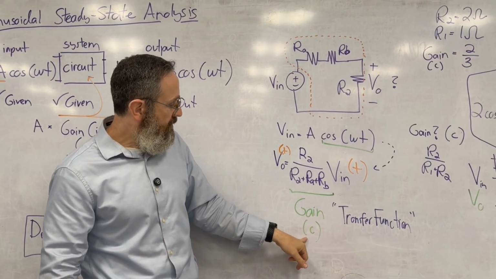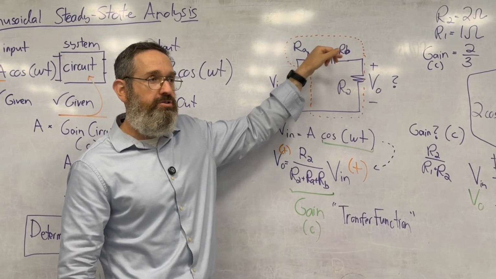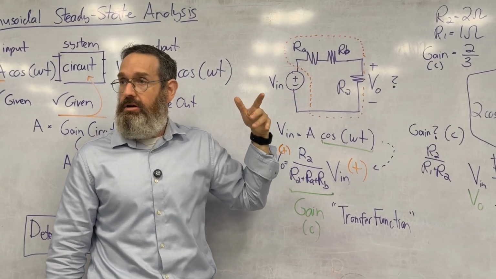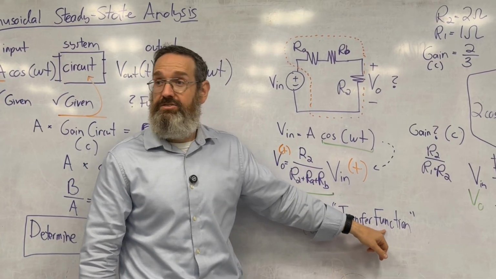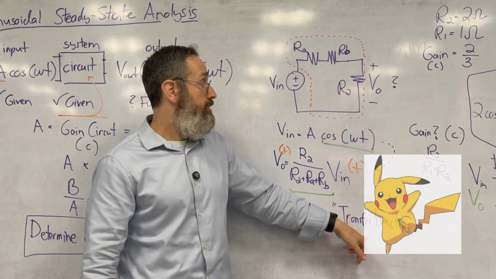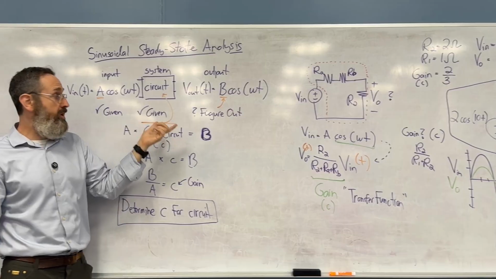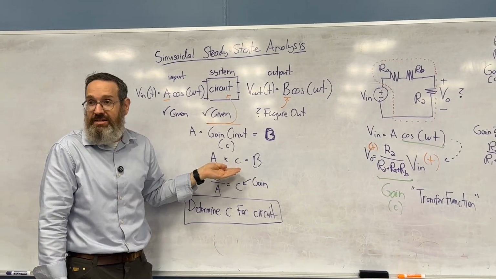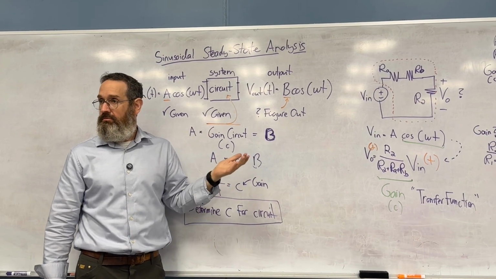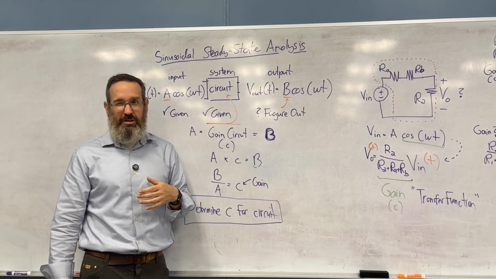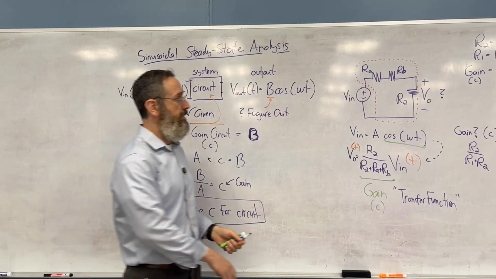At this point, does it matter if there were 2 resistors here, or 1, or 7? It doesn't matter. The only thing I care about is the C. So once you know the transfer function, you have won the game of sinusoidal steady-state analysis, because the transfer function is the C. It's the same thing. So we will see more about the transfer function. So far, so good? So we'll keep playing the game.